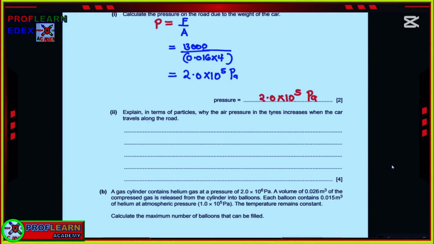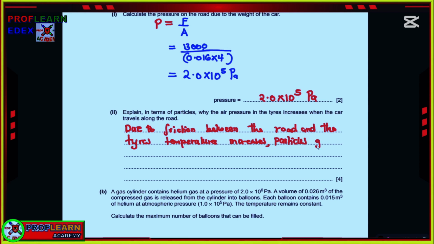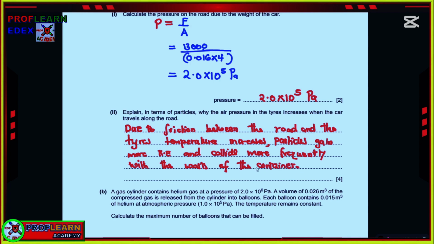Due to the friction force, explain in terms of particles why air pressure in the tire increases. Remember, as the bus is moving along the road, temperature increases because of friction force between the tires and the road. When temperature increases, the kinetic energy of the particles increases, and this increases the rate at which the particles collide with the walls of the tire, and this is going to increase the pressure inside the tire.